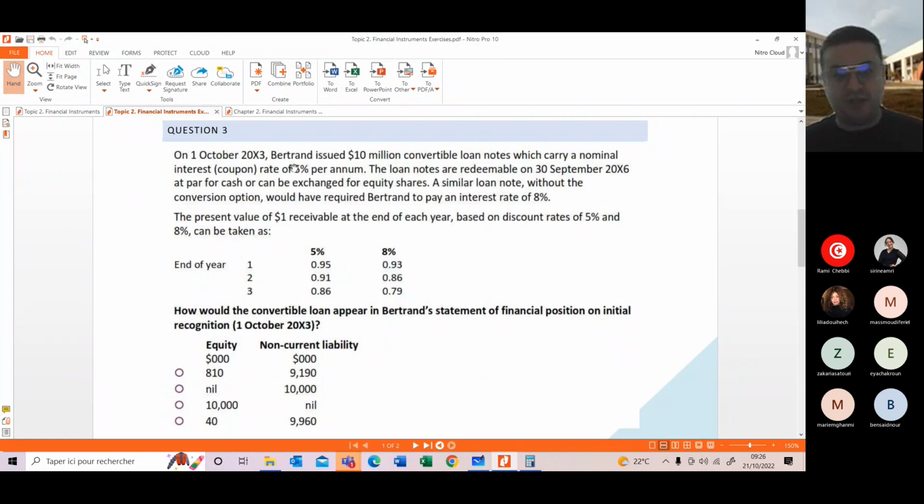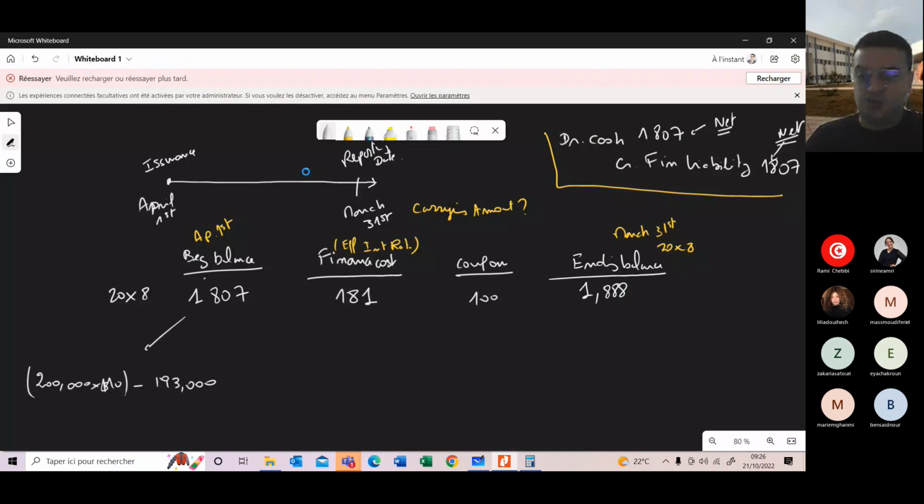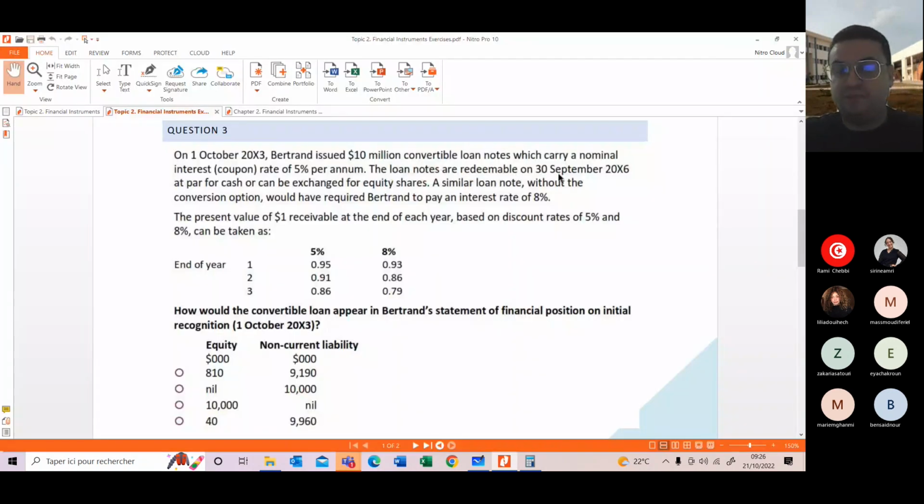On the 1st of October 2023, Bertrand issued 10 million convertible loan notes which carry a nominal interest or coupon rate of 5% per year. The loan notes are redeemable on the 30th of September 2026. So we're talking about issuance on the 1st of October and redemption on the 30th of September, so we're counting 3 years. The redemption is expected to be at par. At par means 10 million. Or they can be exchanged for equity shares.